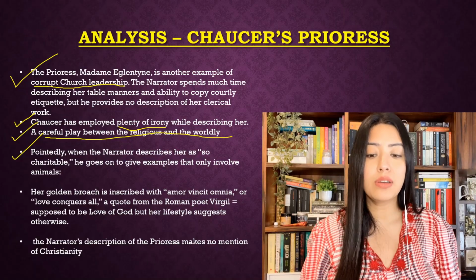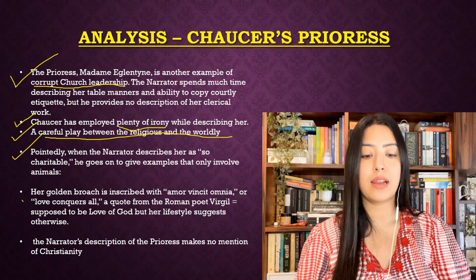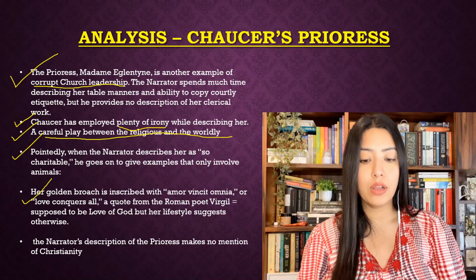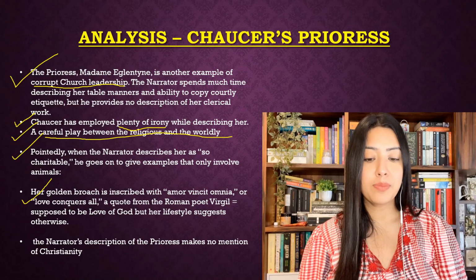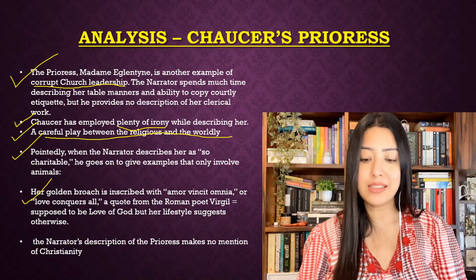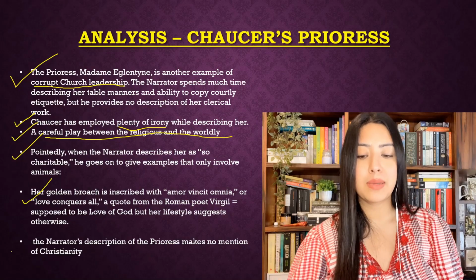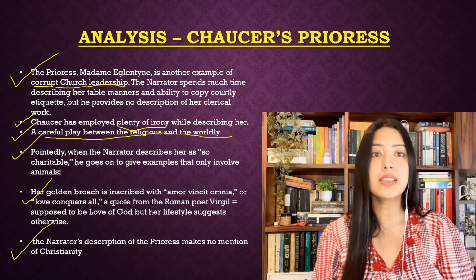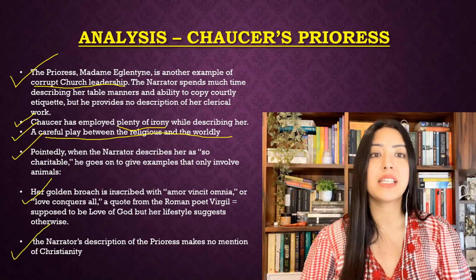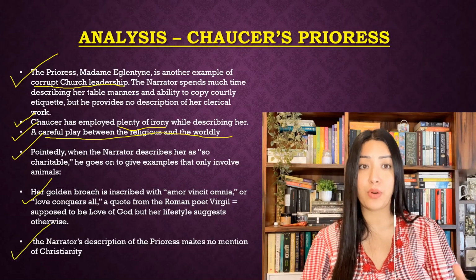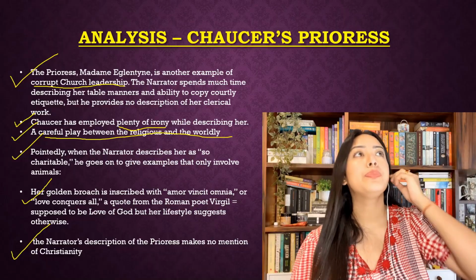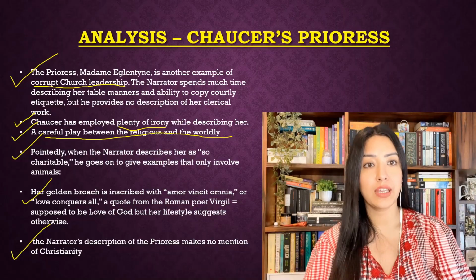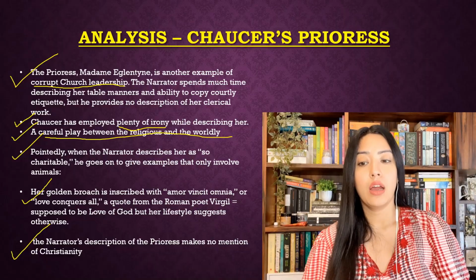So her golden brooch is inscribed with Amor vincit omnia, or love conquers all, a quote from the Roman poet Virgil. It's supposed to be love of God, but her lifestyle suggests otherwise. The narrator's description of the prioress makes no mention of Christianity. So it's all about worldly material things that we talk about when we talk about the nun or the prioress in the Canterbury Tales.